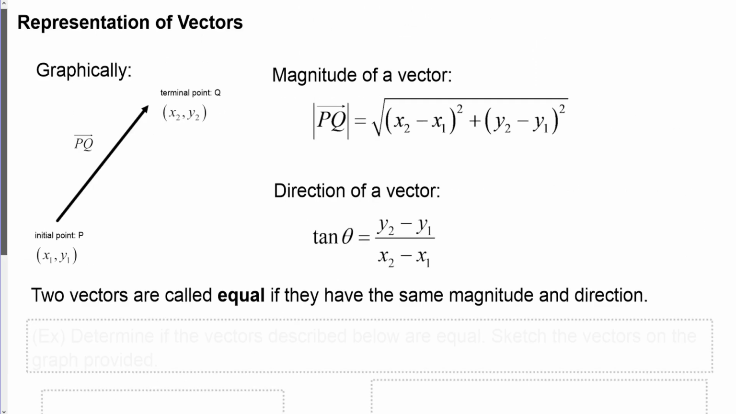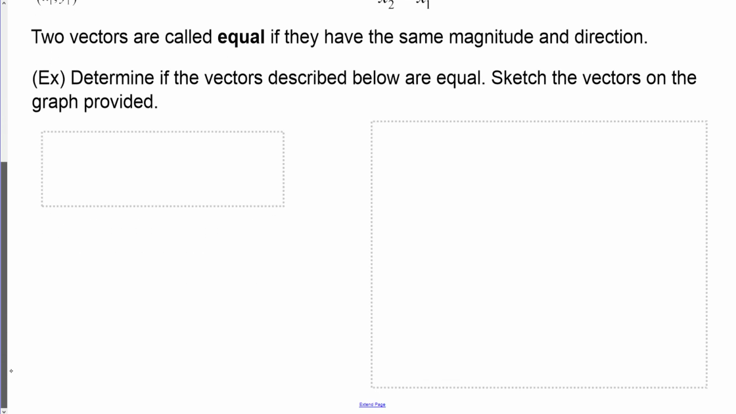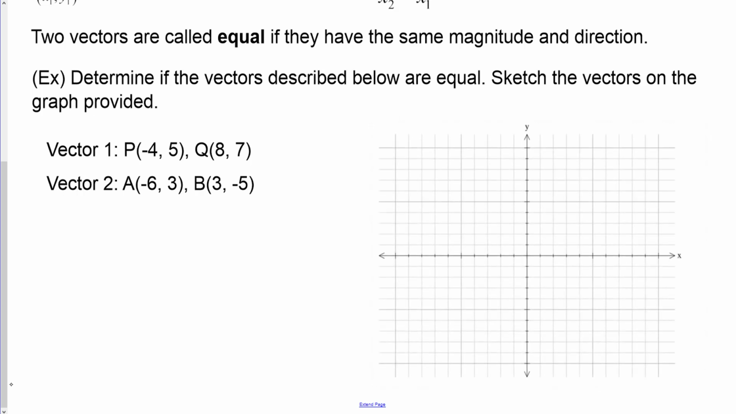Let's try an example. Determine if the vectors described below are equal. Sketch the vectors on the graph provided. So I have vector 1 defined by the points P and Q, and vector 2 defined by the points A and B. I'm going to see first if their magnitudes are equal, and if that's the case, I will take a look at their directions and see that they're equal as well. Let's see what happens with magnitudes.